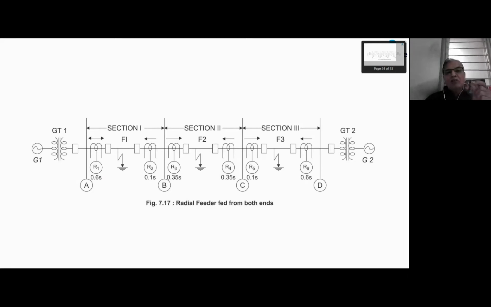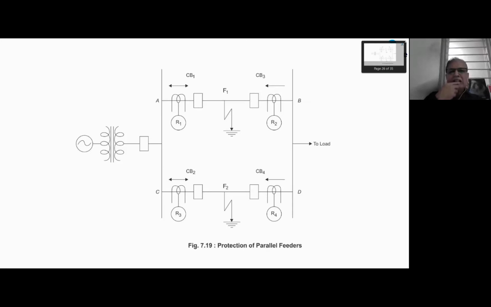So for a relay to operate, two conditions it must fulfill. The direction should be correct and current should be higher than plug setting or pickup setting of the relay. If you do so, then the relay will operate correctly and will give a correct protection. R1 and R6 need not be directional. They are bidirectional relays because current never reverses from these relays. So this is one more system where you would need directional feature.